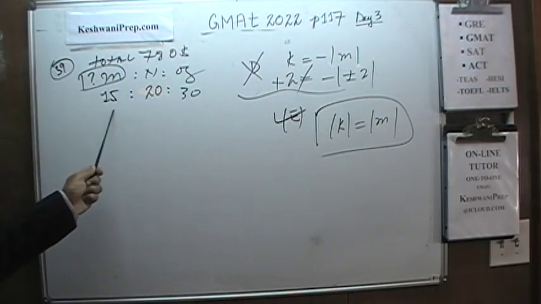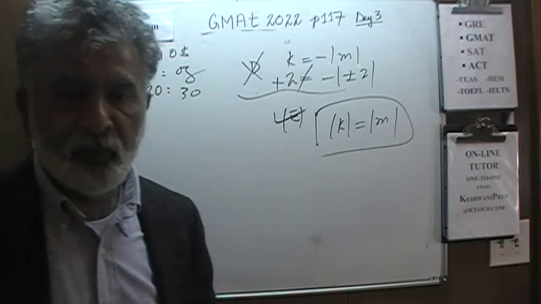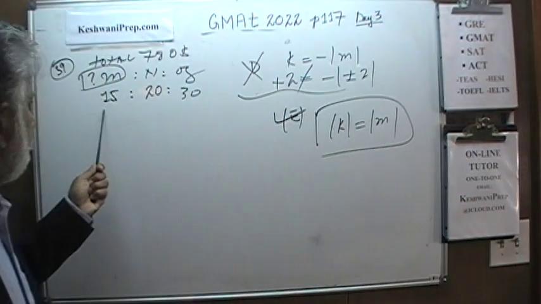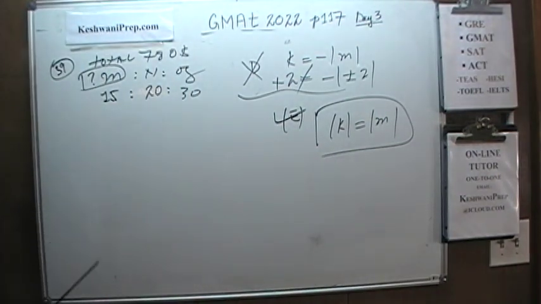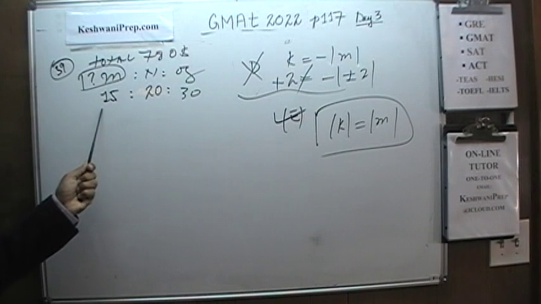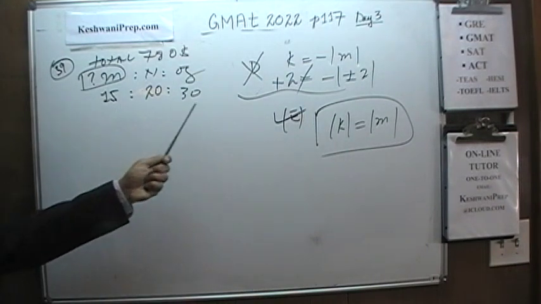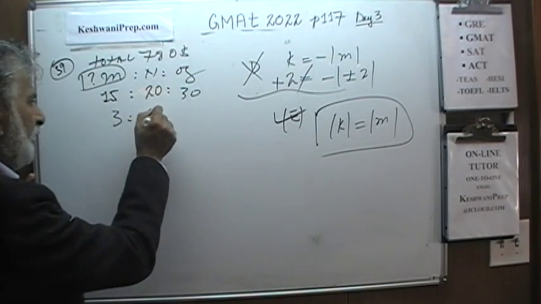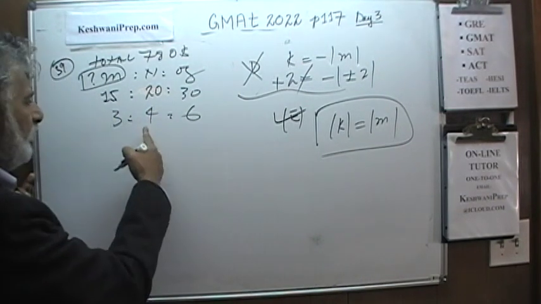They're going to be split in a ratio of 15 to 20 to 30, because they worked these many hours respectively. This guy worked 15 hours, this guy worked 20 hours and 30 hours. First thing we're going to do is divide the entire thing by 5, so we don't have to deal with huge numbers. If we divide the whole thing by 5, the ratio turns out to be 3 to 4 to 6. There we go. 3 to 4 to 6.